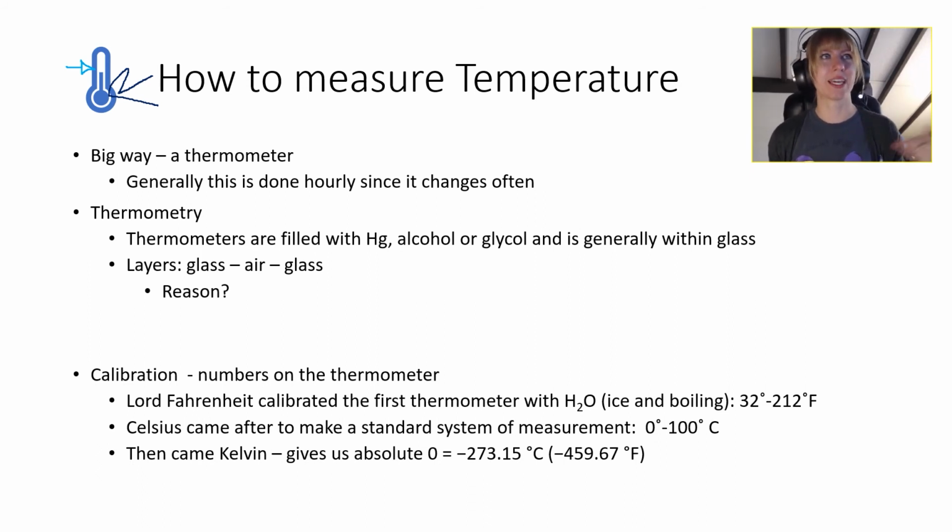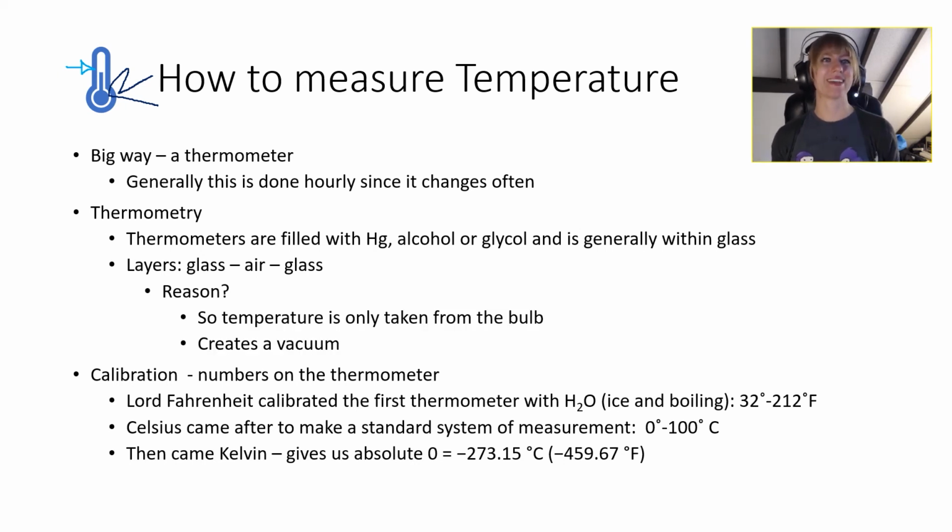And then came Kelvin, Lord Kelvin. And Kelvin was like, we need something better than this. And he comes in and gives us absolute zero, which is minus 273.15 degrees Celsius or minus 459.67 degrees Fahrenheit. It's a lot.